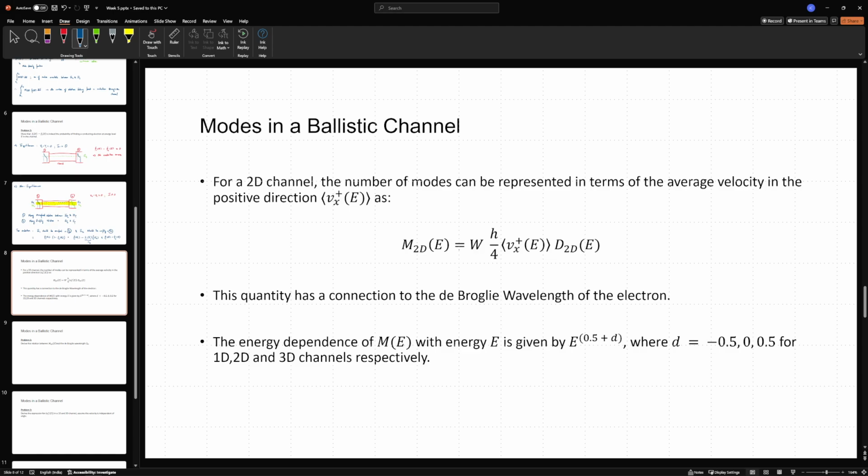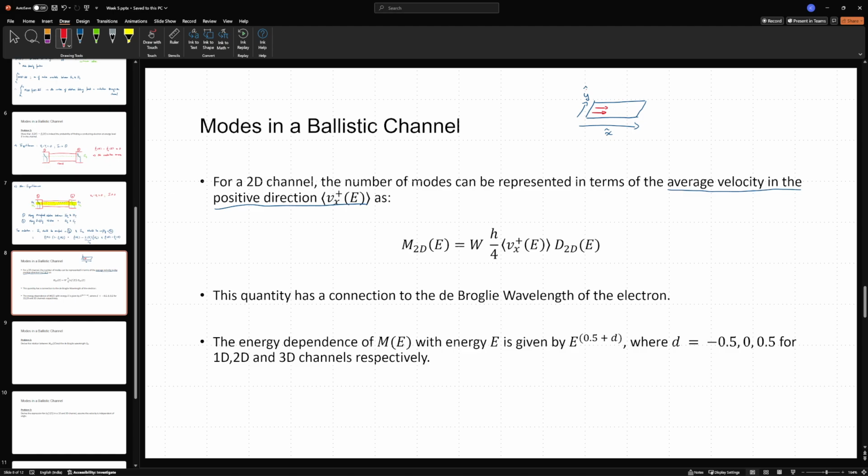The mode density function in a 2D channel is given by this expression: W times H by 4 into the average expectation value of Vx plus of E times D2D of E. So this Vx plus of E is the average velocity in the positive x direction. Now, why am I considering only the positive x direction? Because when I'm talking about a 2D channel, I'm considering a 2D structure like this, a sheet, where this axis is the y-axis and conduction is occurring along the x-axis. Okay, and I have conduction happening in this direction.